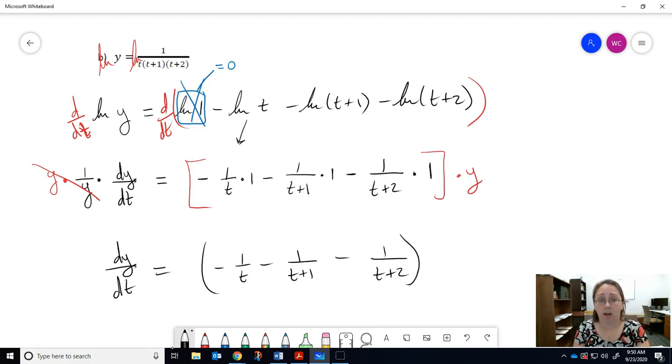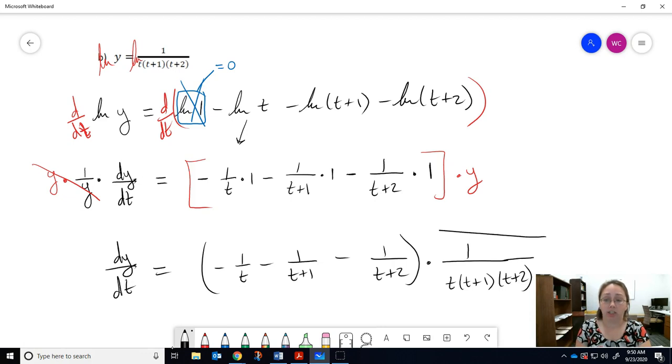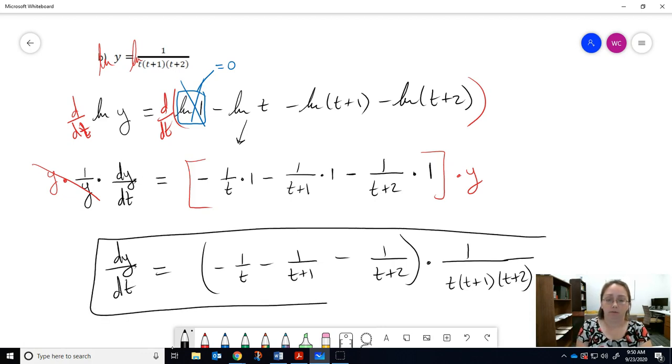All of this times y, but remember, y is what they started out with, so we can just plug the original problem in where the y was. So t plus 1, and t plus 2. And that gives us a function involving just t. And there you go. All right. So that's 2 examples down for you.